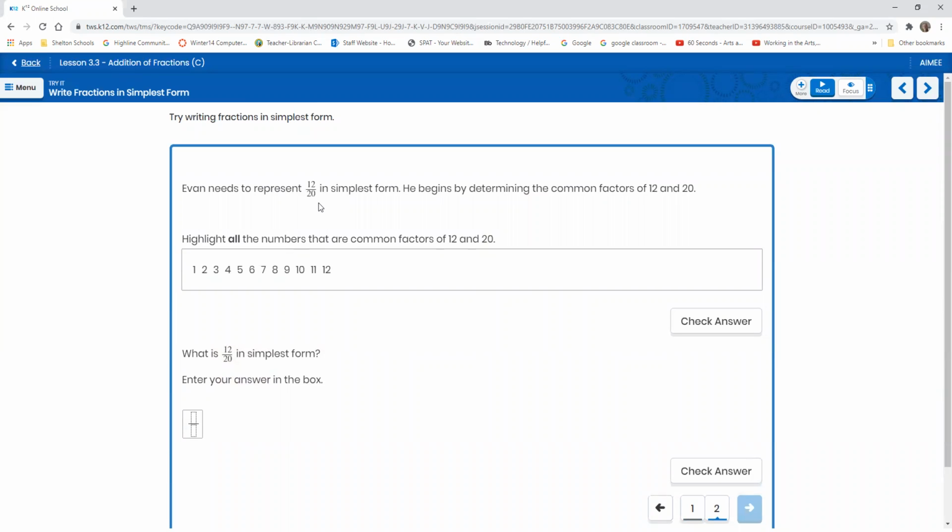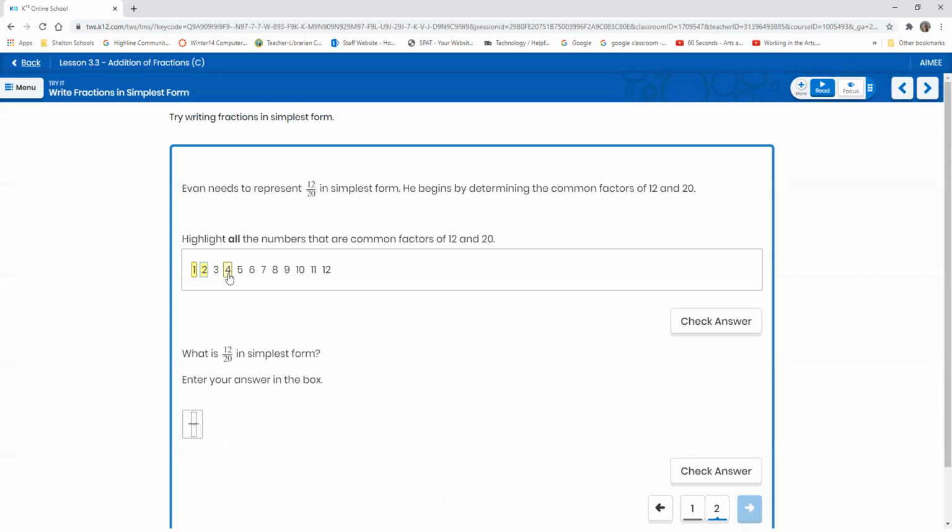Evan needs to represent 12/20 in simplest form. He begins by determining the common factors of 12 and 20. Okay, well, I know they're both divisible by 1. Can 12 be divided by 2? Yes. 2 times 6 is 12. Can 20 be divided by 2? Yes. 20 divided by 2 is 10. Okay. Can 12 be divided by 3? Yes. Can 20 be divided evenly by 3? No. I can get to 18 or 21, but I can't get to 20. So 3 is not a common factor.